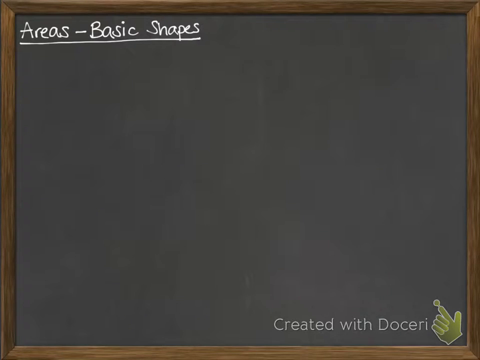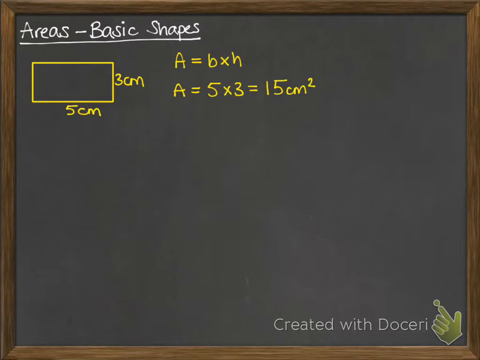Okay, so we need to recap finding the area of some basic shapes. Whilst you're not explicitly tested on this at level 2 maths, it's assumed that you do know it, and it could come up as part of a question leading on to something else. Okay, so easiest one first, rectangles. The area is the base times the height, so the area of this rectangle is 5 times 3, which is 15 centimeters squared.